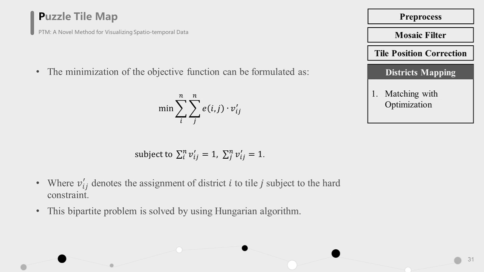This bipartite matching problem is solved by using the Hungarian algorithm, which provides an efficient way to find the optimal solution.